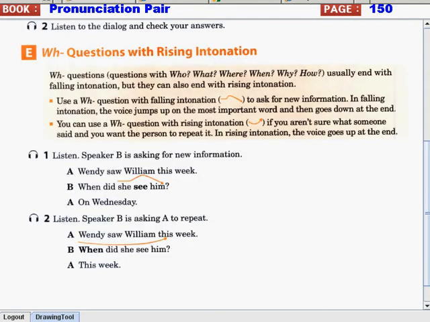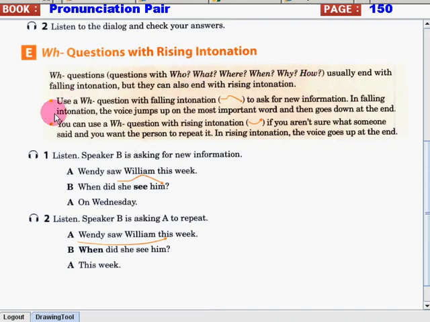In today's video, we will talk about WH questions with rising intonation. WH questions are questions using the words who, what, where, when, why, and how. They usually end with falling intonation, but they can also end with rising intonation. How? Let's take a look at the following rules.